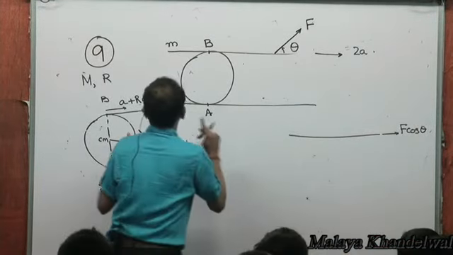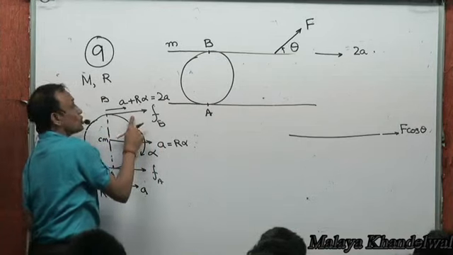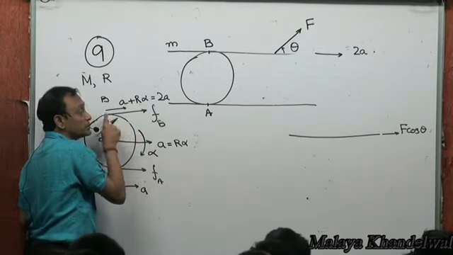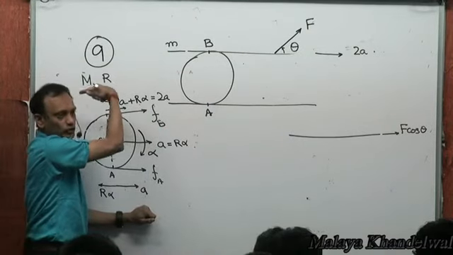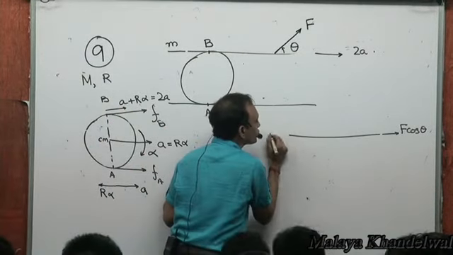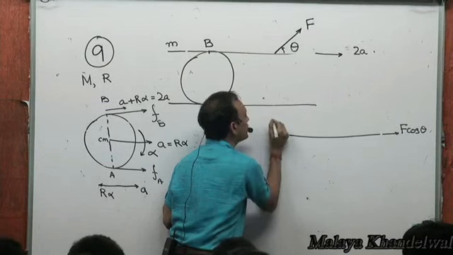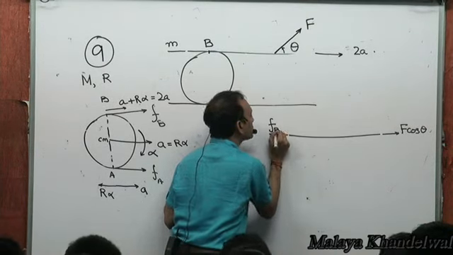And if the Planck exerts on the hollow cylinder an FB to the right, the hollow cylinder will exert on the Planck an FB to the left. So there is an FB to the left acting on the Planck.